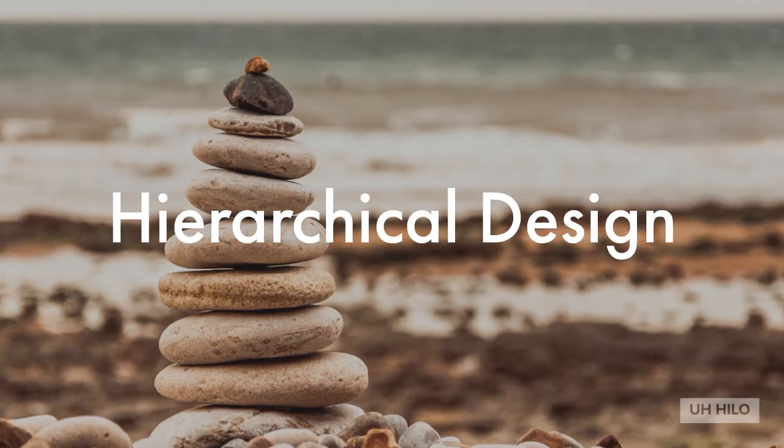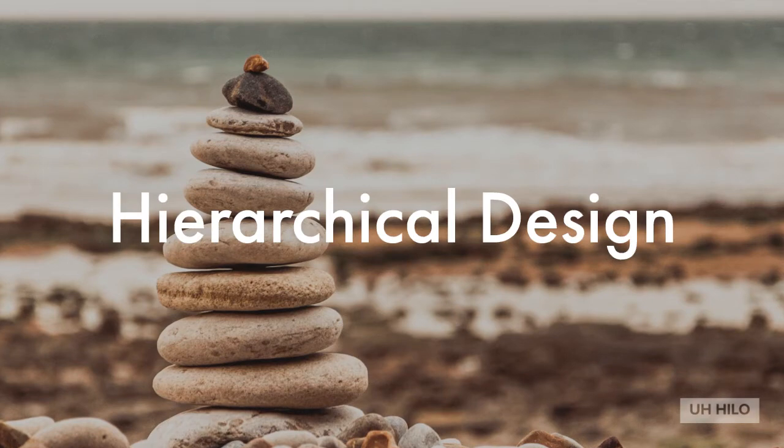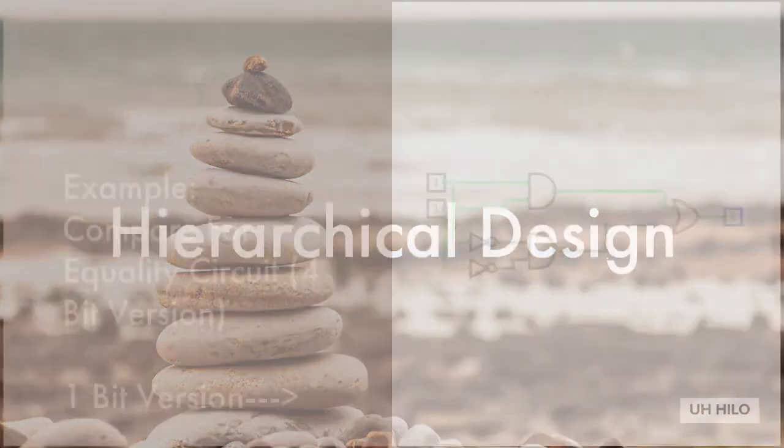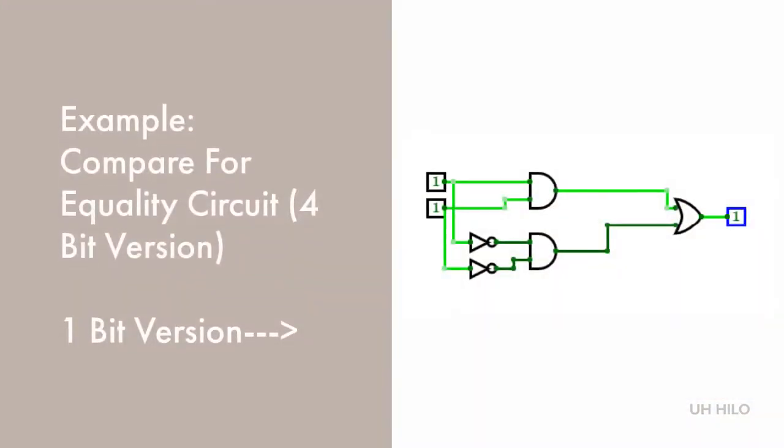If a block is a bit too large, we can always break it into smaller blocks. It's a bit like playing with Legos. Let's take a look at an example. An equality comparator is a circuit that compares two binary vectors to determine whether they are equal or not.